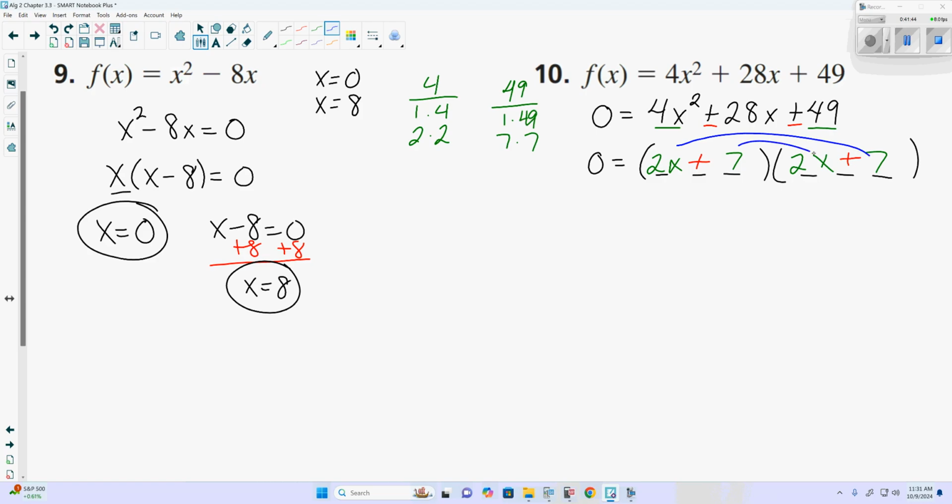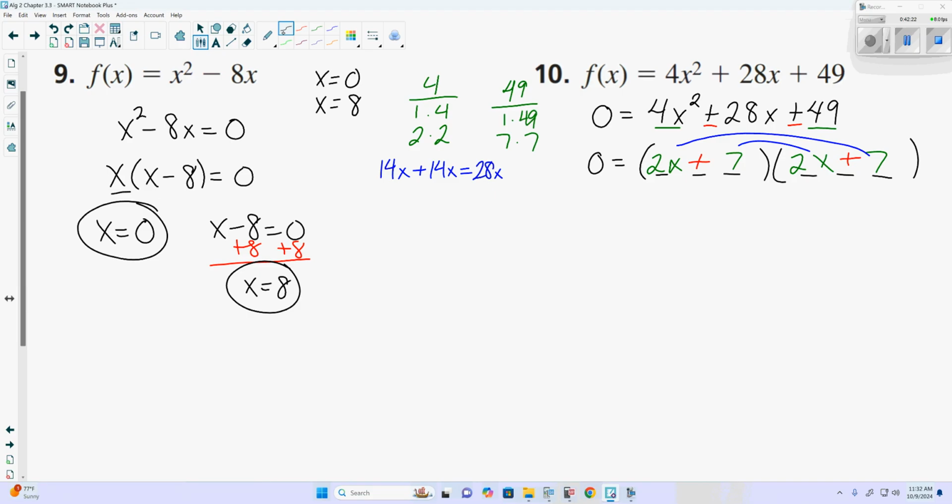And if we check this here, 2x times 7 is positive 14x. 7 times 2x is plus 14x. And 14x plus 14x is positive 28x. Is that the middle term we wanted? Okay, so that is factored correctly. Questions on this so far? Questions on anything we've done so far? We feel good with this here.